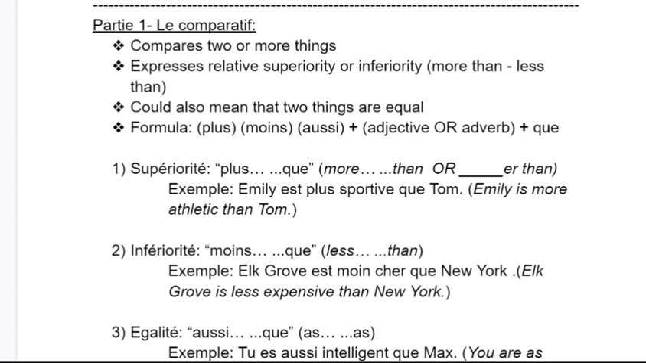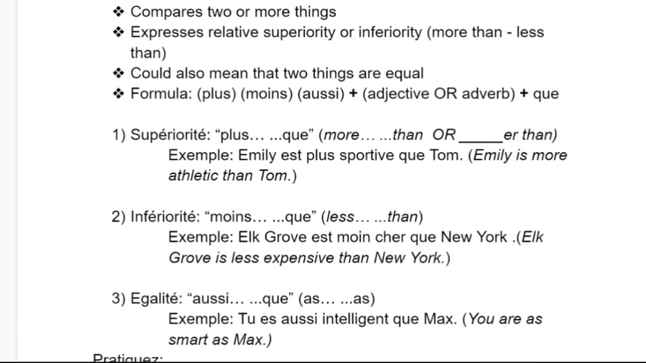So let's take a look at some examples here. For example, for supériorité, obviously it's plus something que, so more than, or sometimes something than. So here if we have the sentence Emily est plus sportive que Tom, so Emily is more athletic than Tom. Okay, so we have Emily, the verb être, and then you have plus, and then the adjective in this case, and then with que.